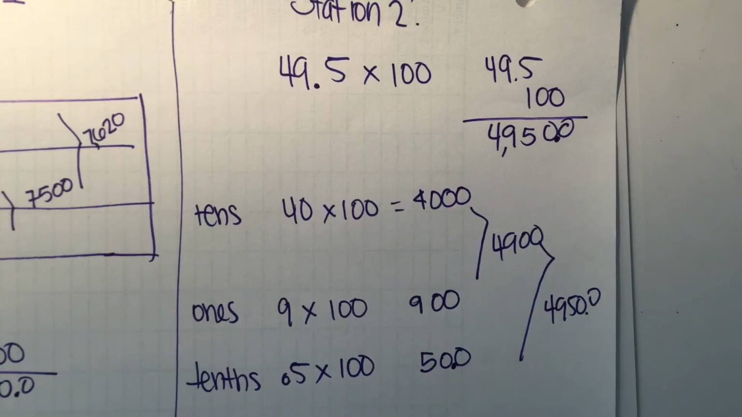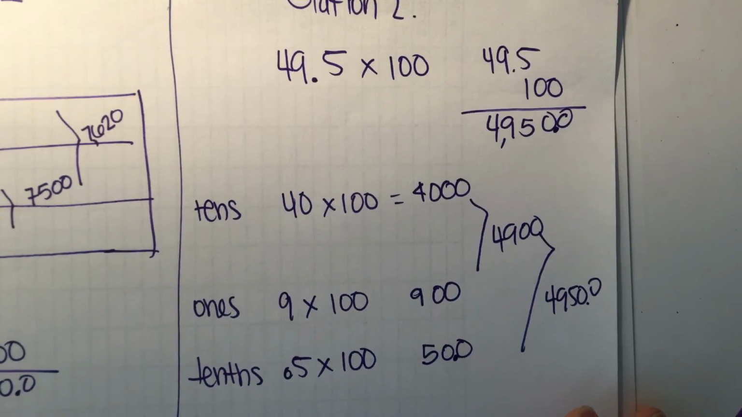Okay, we're going to do one more model. These 3 stations we are not going to do. You're going to be doing your problem set. So one more model on your exit ticket, okay? So I'll take a picture of that one.